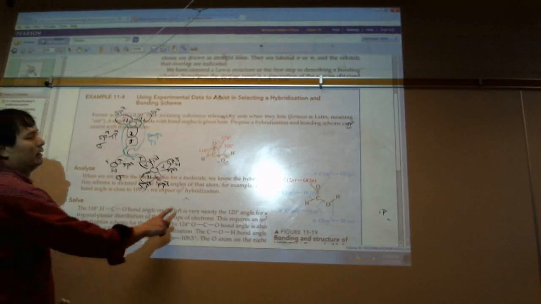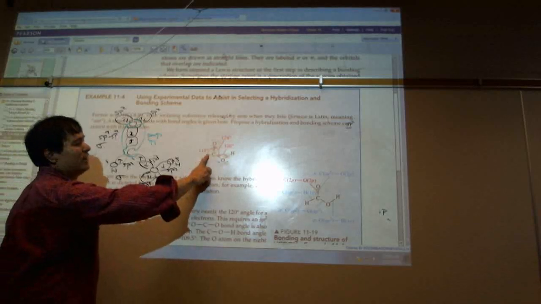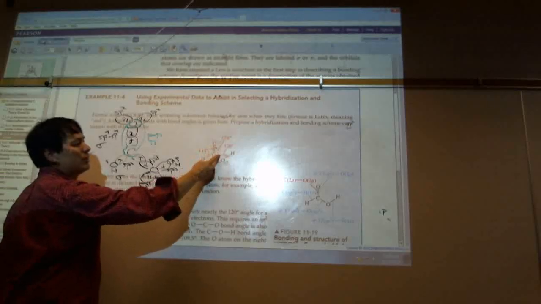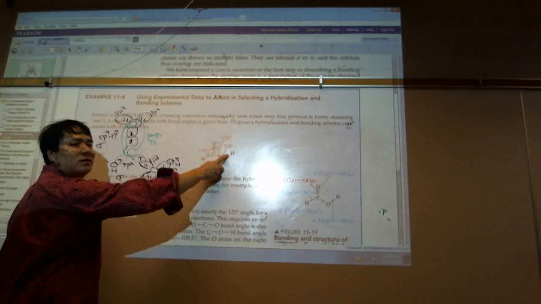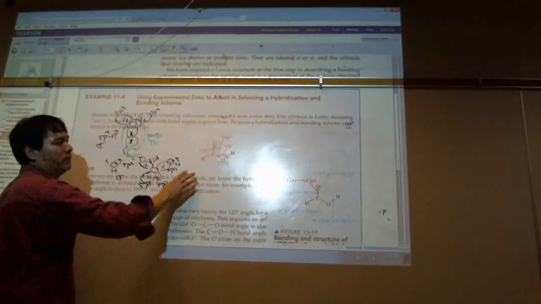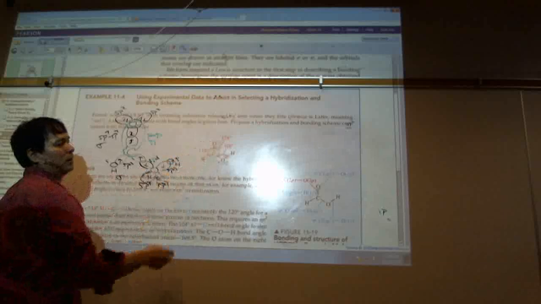What are the angles we expect? Less than 120? Actually, this is tricky. Take a look at the angles. Could you have guessed those? No. We would have just said greater than 120, greater than 120, less than 120, less than 109. We need to actually measure it on the structure.